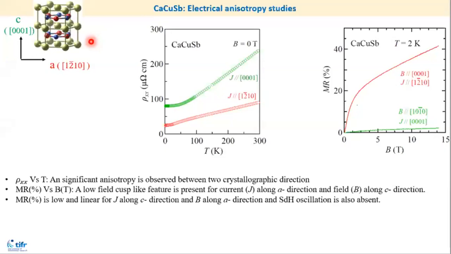What typically is the magnitude of current you send to do these resistivity measurements? Approximately 10 milliampere. The sample has a very low resistance, so we can send something like 10 milliampere. Okay, thank you, Souvik. Thank you.